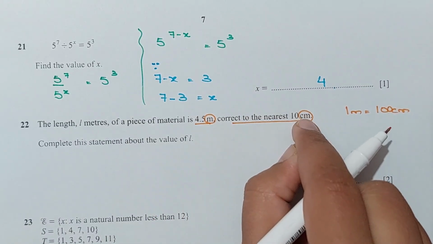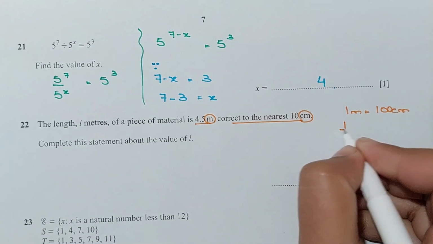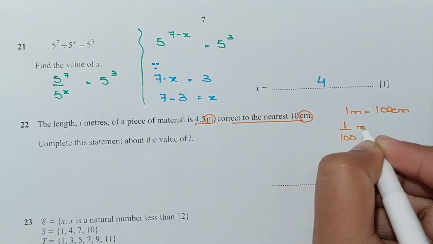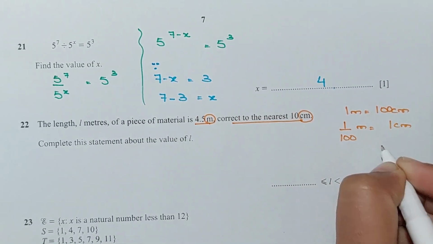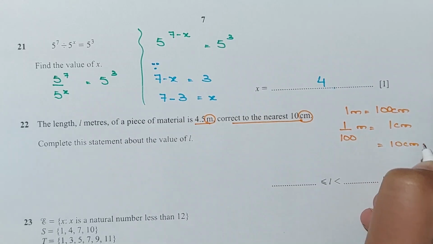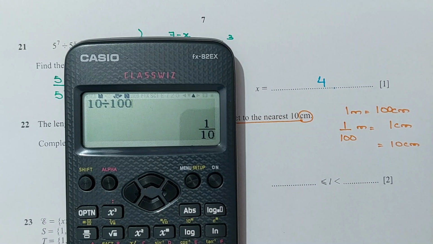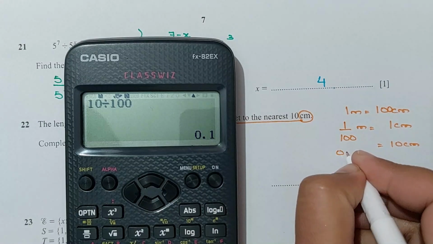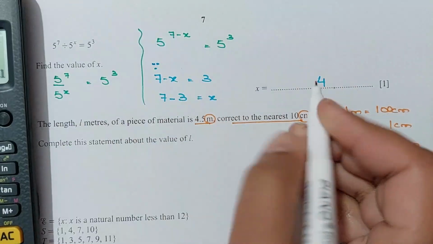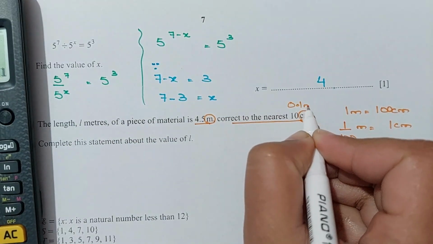Alright, so we have to convert this centimeter into meter. So 1 over 100 meter equals 1 centimeter. And what about 10 centimeter? Which is 10 by 100. 10 over 100 is 0.1. Yeah, this is 0.1 meters. So this is correct to the nearest 0.1 meters.